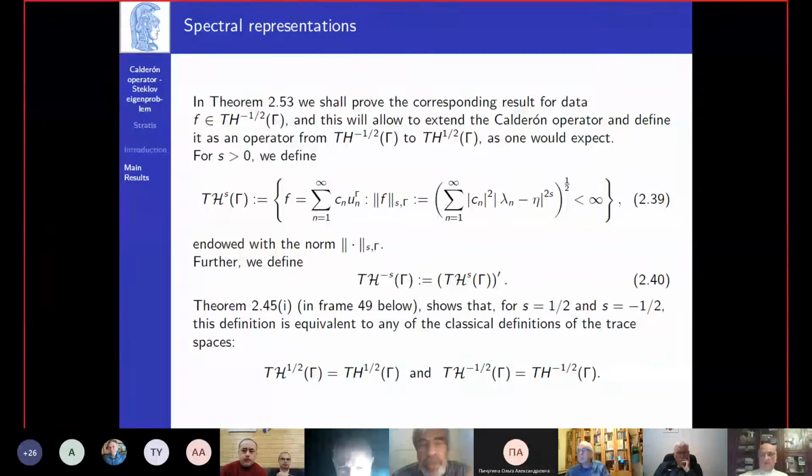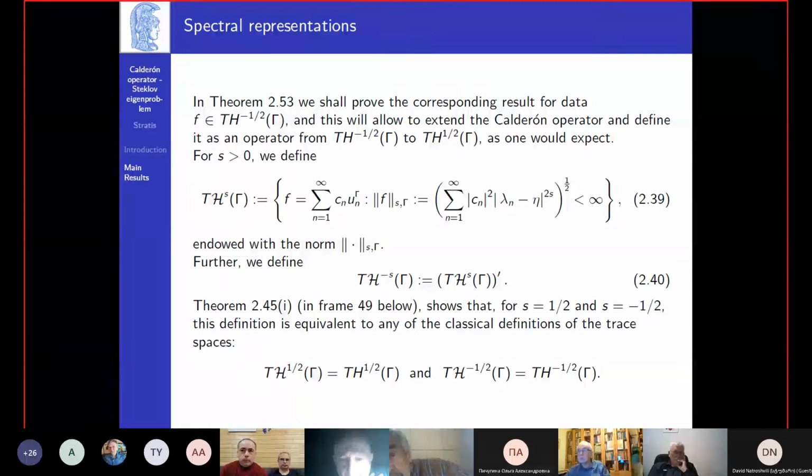We represent the space in terms of the spectrum of the corresponding operator that we introduced. And this is useful in many cases. For example, because it's very hard in many problems to find, let's say, the norm of the function in the HS norm by the definition of the HS.